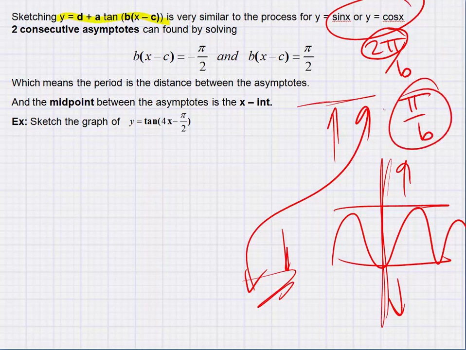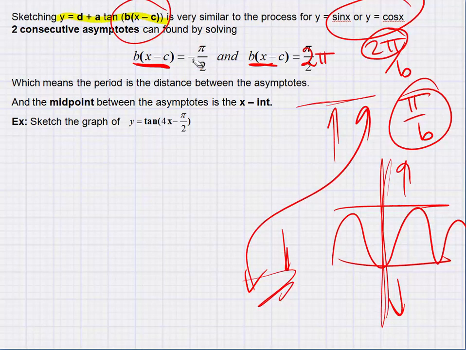Okay? And if we want to do this whole thing at once, where we do the change in the period and the phase shift, normally for sine and cosine, we take that bx minus c and set it equal to 0, and bx minus c and set it equal to 2 pi. That was because the original function would start at 0 and end at 2 pi for sine and cosine. That's not the case for tangent.